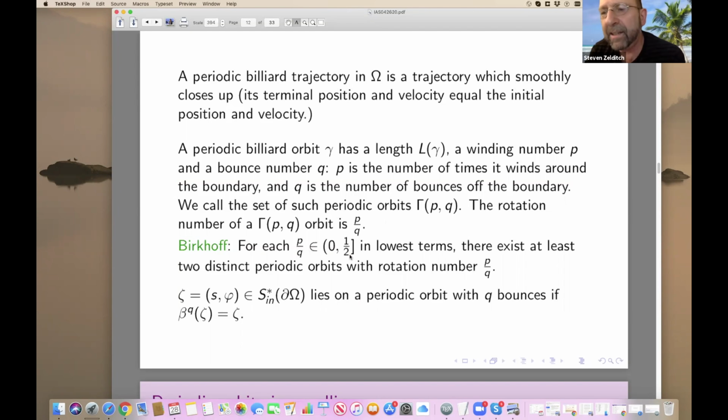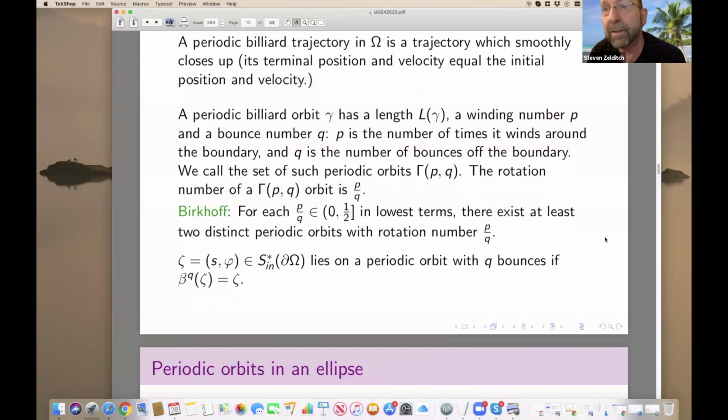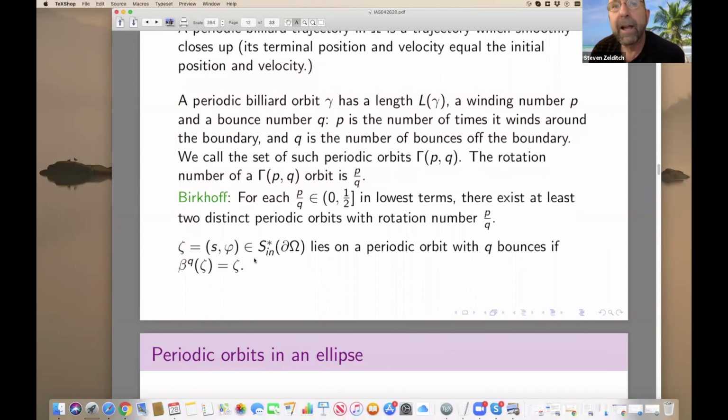And in fact, the rotation numbers will go to 1/2 as you tend towards the separatrix curve from outside. They'll go to 0 as you tend towards the boundary from outside the separatrix. He proved that for p over q, there exist at least 2 distinct periodic orbits with this rotation number. And the q, I'm just writing it down in terms of the billiard map. To bounce off q times means you have period q for the billiard map.